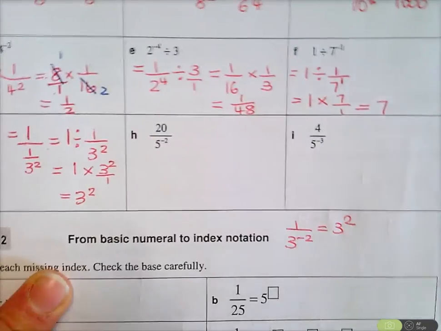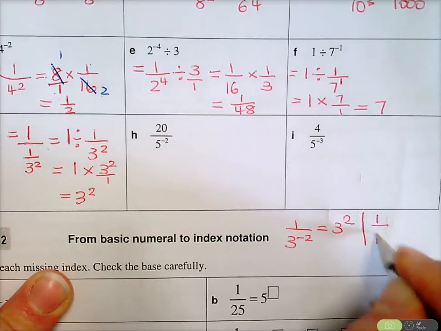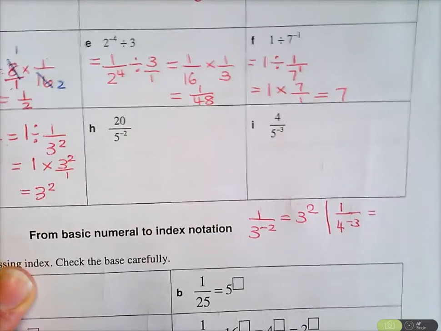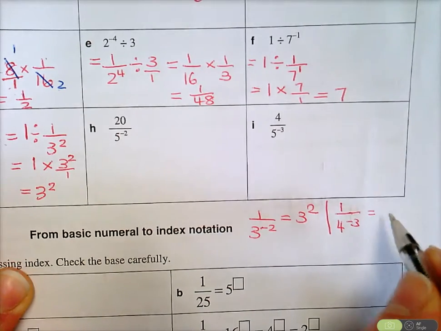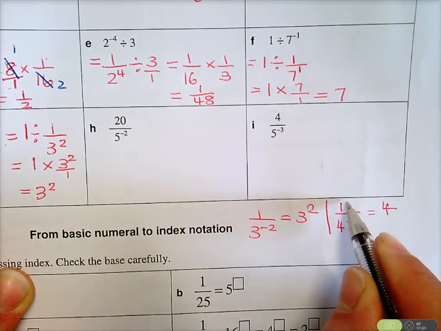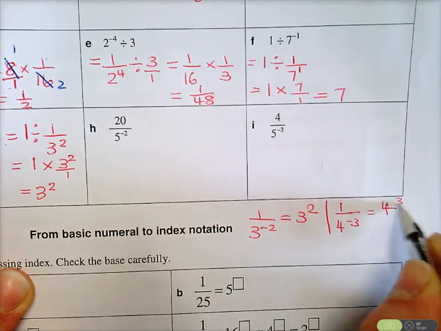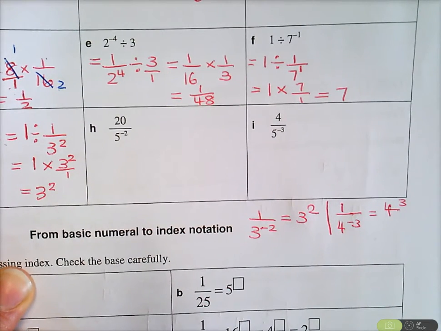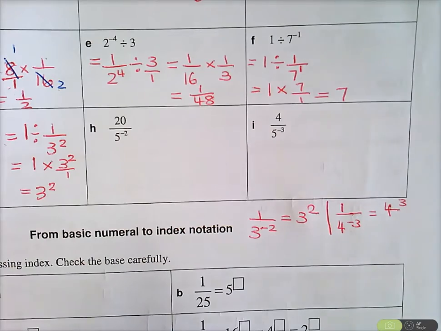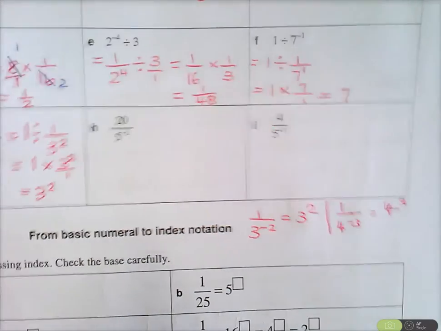Let's follow the pattern. What's 1 over 4 to the negative 3, do you think? How do you think I'll write the answer? Let me put it up the top. Instead of it being a negative, it's a positive on the top. See what I'm doing? I can do the 5 steps to work it out. We'll just keep going, girls.